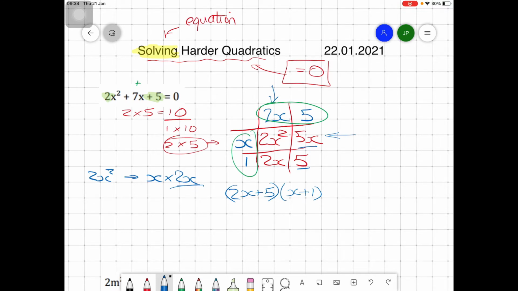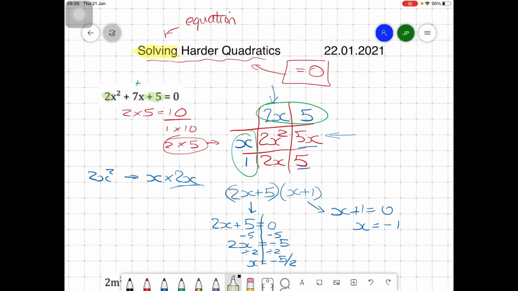Now we've factorised, solving is exactly the same process as it was before. We take each bracket, we set each bracket equal to 0, and we solve them. So, got to do a little bit of balancing. Subtract 5 from both sides because I've got a positive 5. So 2x will equal negative 5. Divide both sides by 2. x equals minus 5 over 2, we'll leave it as a fraction, much easier as a fraction. This one, much simpler, just subtract 1 from each side. So we end up with x equals minus 5 over 2, and x equals minus 1.